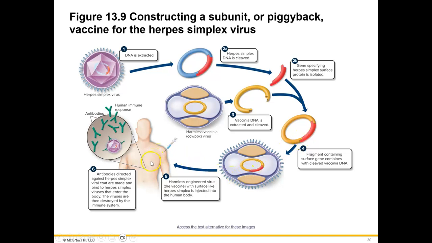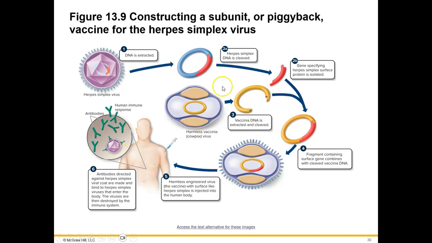We put that into a cell and inject it into a patient. Now the harmless virus with the surface like herpes simplex will be injected into the human body. Our antibodies will be directed against herpes simplex viral coats and then bind to the herpes simplex viruses that enter the body. The viruses will then be destroyed by the immune system. So basically, all we're doing here is taking enough of the genetic information so that we introduce the non-harmful parts of the herpes virus to this immune system, so that in the future, that immune system can recognize and immediately kill any herpes virus that's introduced.